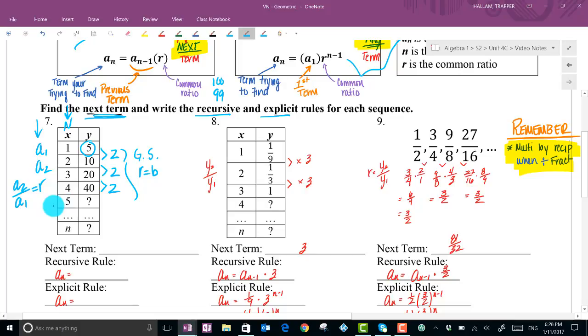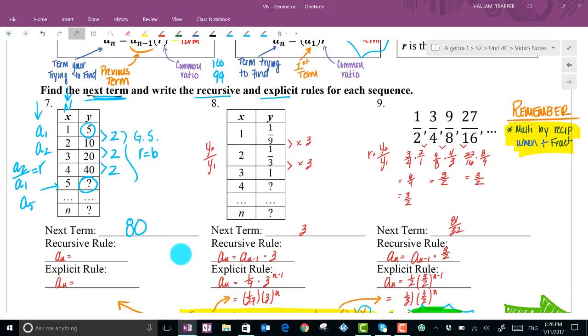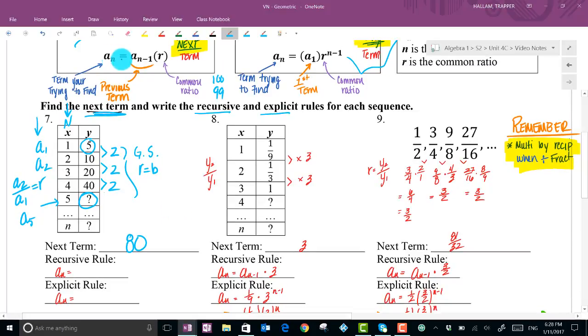So if we wanted to find the next term in the sequence, or a sub 5, this term right here, we're just going to take the previous term and multiply it by 2. That's what the recursive formula says: previous term times the ratio, or in this case, 2. So we're going to take 40 and multiply it by 2, and that's going to be 80. Now that we have that, let's see if we can write that recursive rule. Remember, the recursive rule is whatever term you're looking for is equal to the previous term times the ratio. So the recursive rule is actually pretty easy to write. We say it's the previous term, because we don't know which term we're looking for. We'll plug that in when we figure out what term we want to find, times the ratio, in this case, 2.